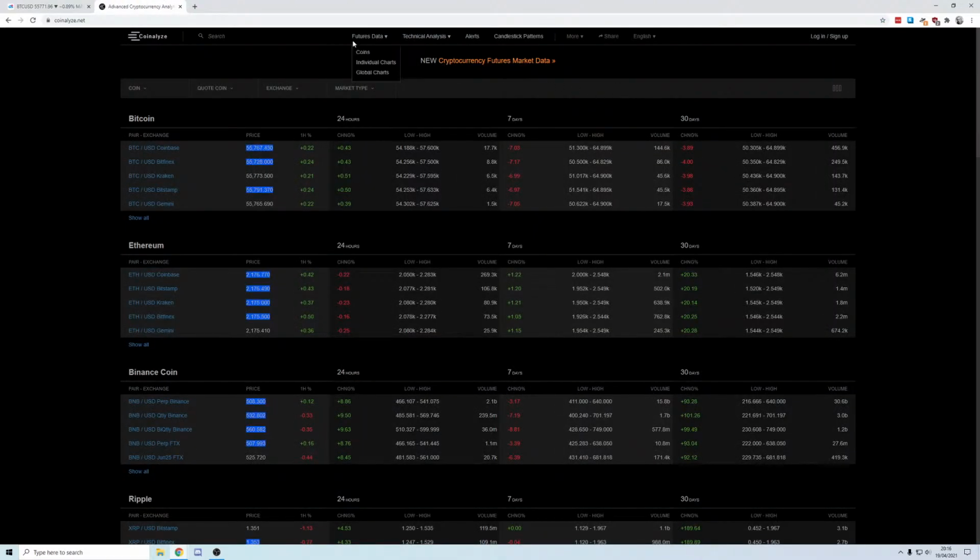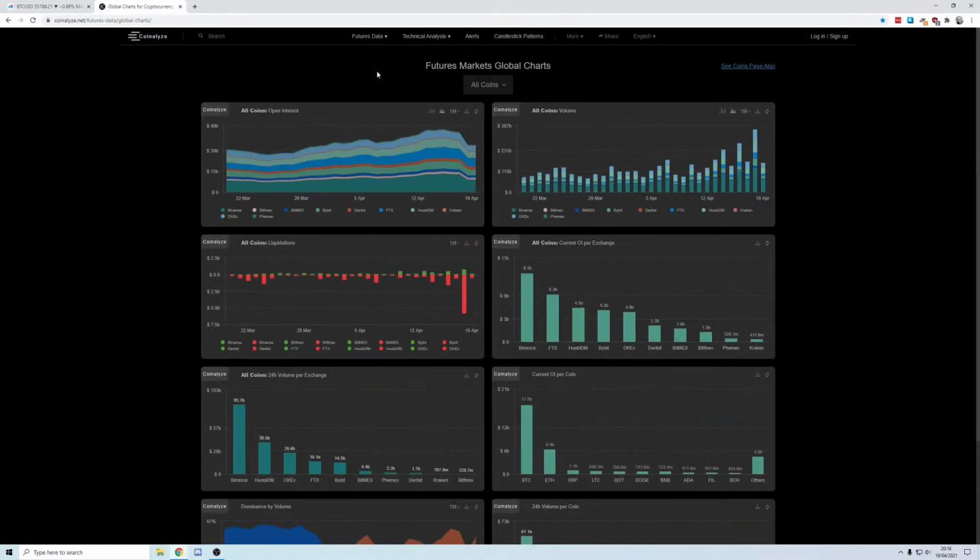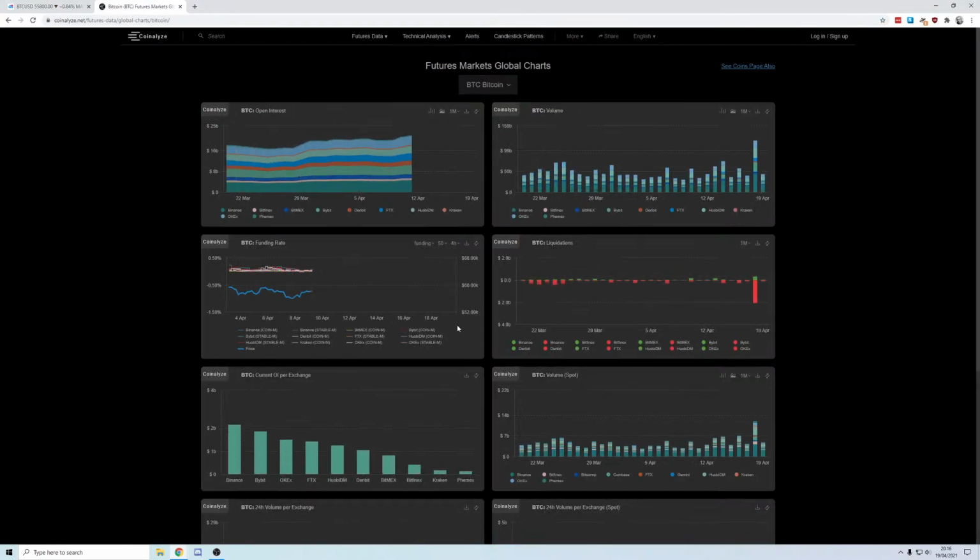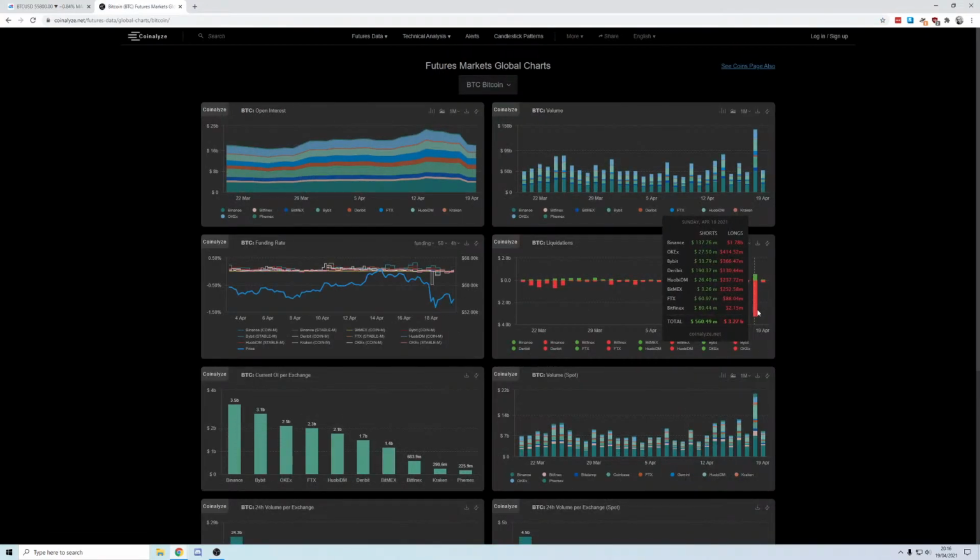Here we go. And we go to futures data, global charts for all coins. This is the data I'm using on that drop. You can see 6.83 billion total liqs. And then if we go to Bitcoin specifically, it accounted for roughly half of those liquidations, right? That's a lot. That's like a record number by far, I think.